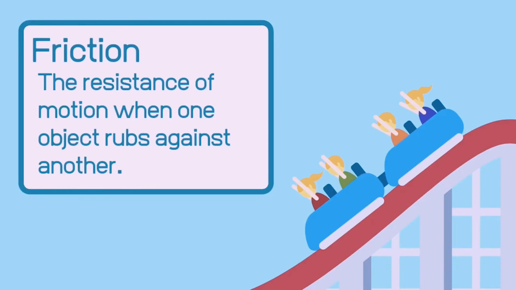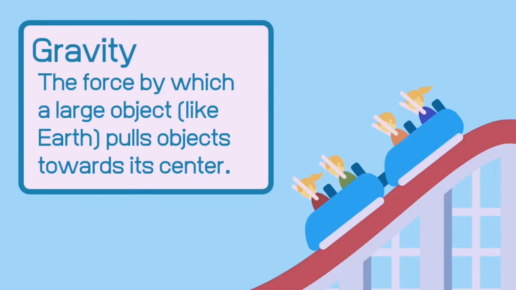Gravity is the force by which a large object, like our Earth, pulls objects towards its center. It's why we don't go floating off into space, and it's also why roller coasters are pulled down the hills that they're on.